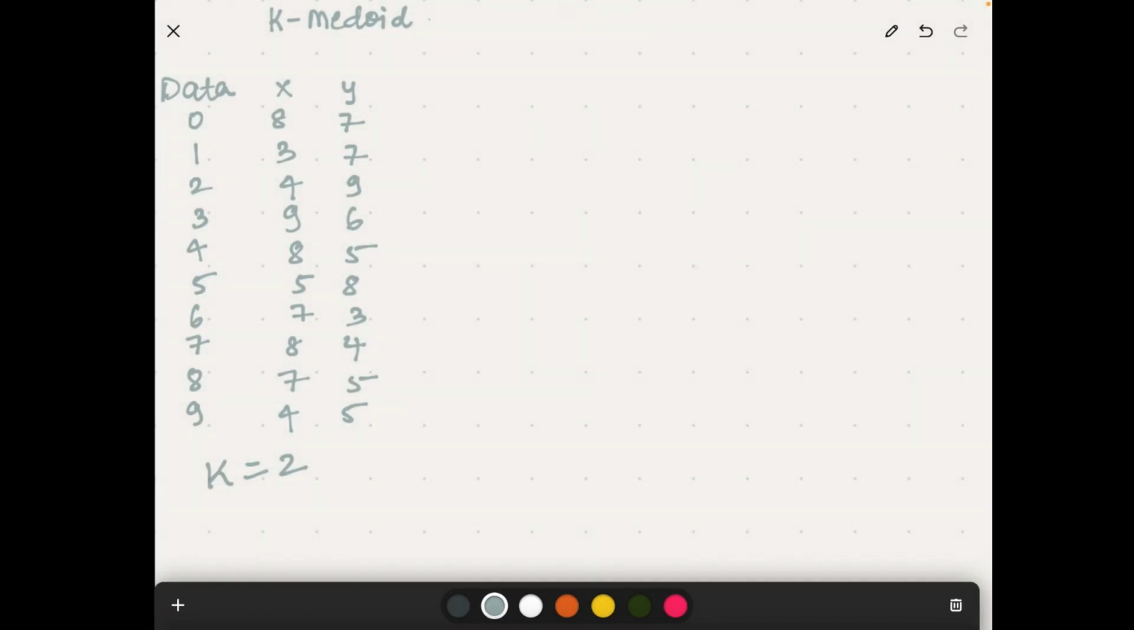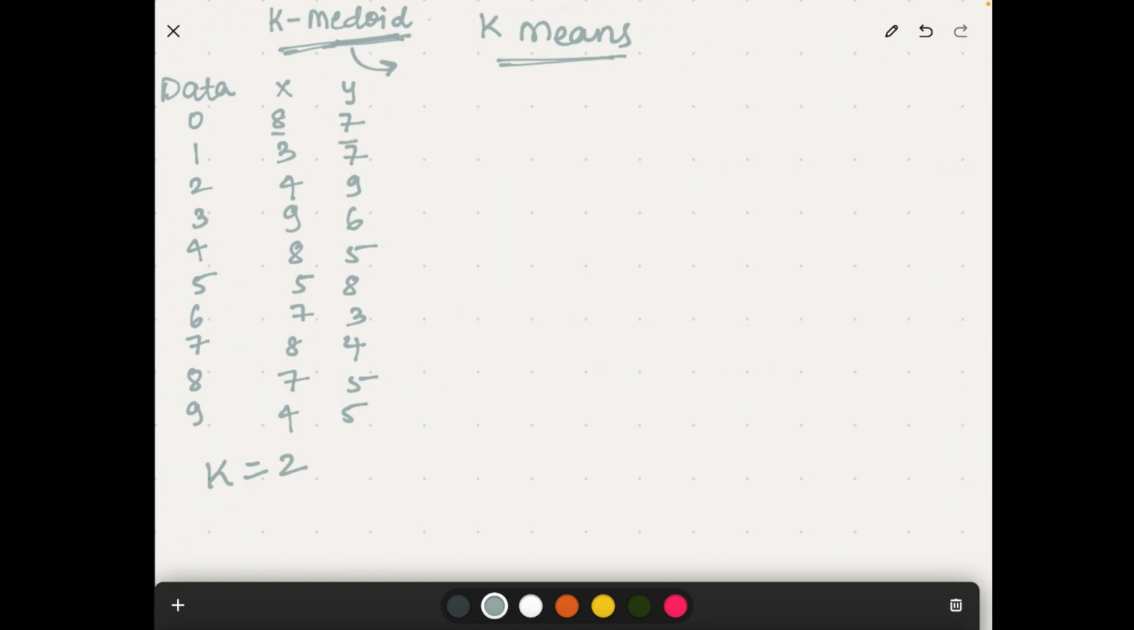So we are talking about K-medoids, which is going to be our second method in the partitioning method for clustering. The significant difference between K-means and K-medoids is that in K-means we are using centroids, and in K-medoids we are using a term known as a medoid. Now what is a medoid? A medoid is the point whose dissimilarity with the other data points is going to be the minimum.